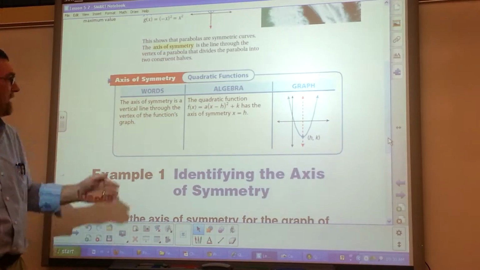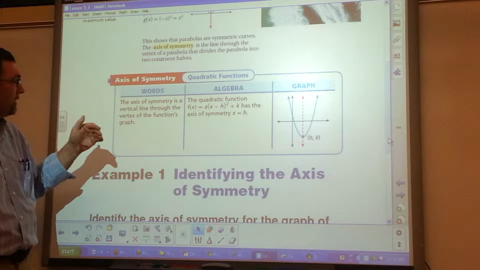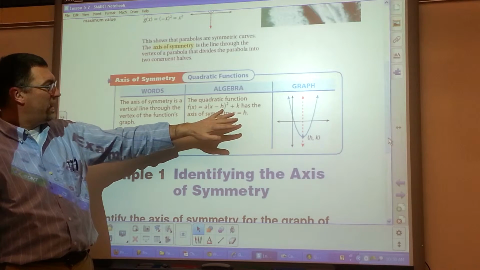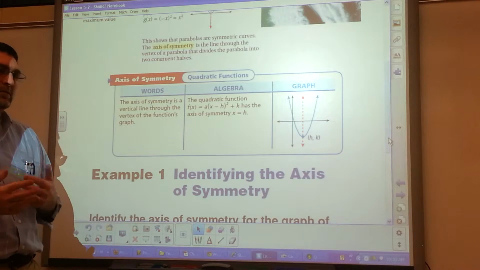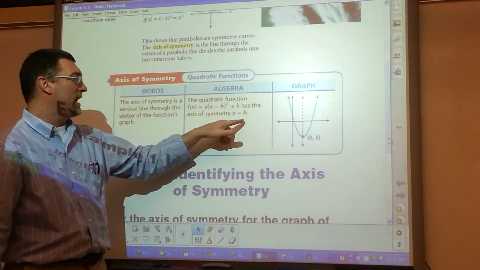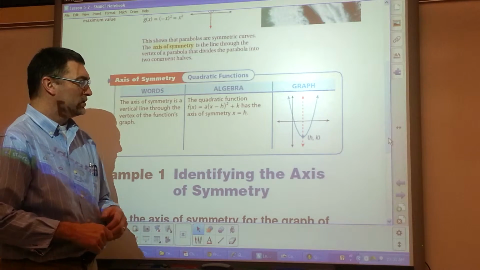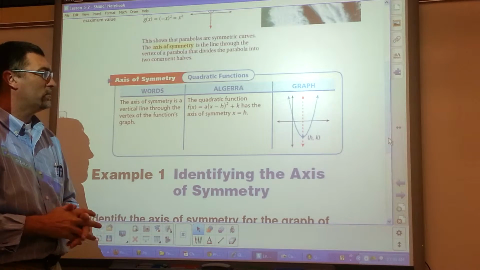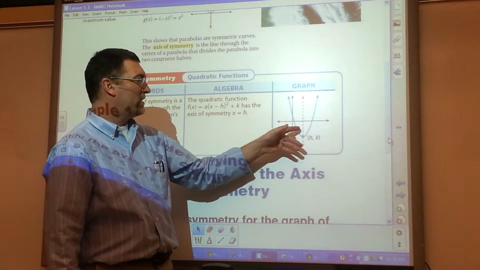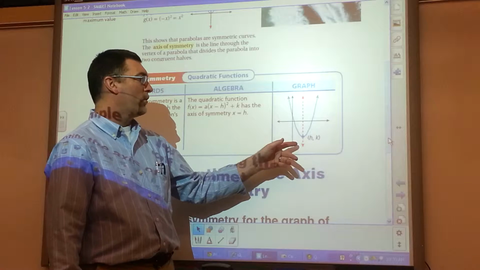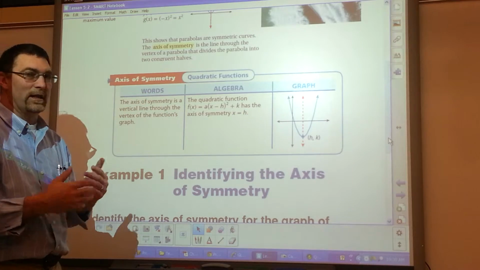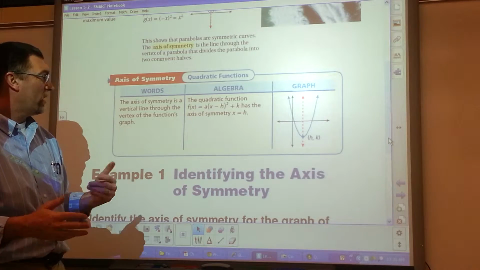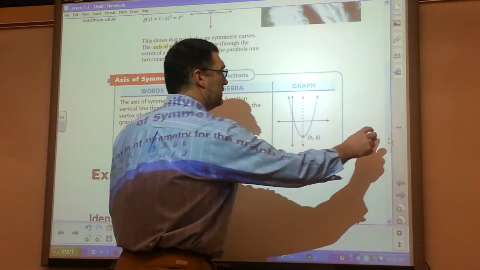So when we take vertex form here, a times quantity x minus h squared plus k, the axis of symmetry is actually the line x equals h. So it's not just h, it's the line x equals h. If we know what the vertex of the quadratic function is, then we can find the axis of symmetry, and it is a line. Sometimes they call it the line of symmetry.